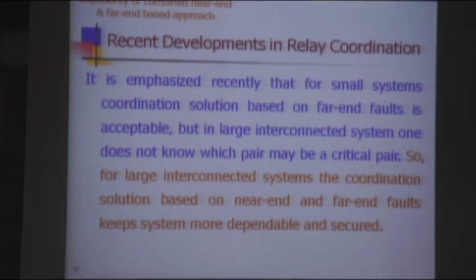Here we are sacrificing some quality of protection by reducing some constraints. So it is emphasized recently that for a small system, a coordination solution based on near end is acceptable, but in a large integrated system one does not know which pair may be a critical pair. So for large integrated systems, the coordination solution based on near and far keeps the system more defendable and secure. So for a critical system, we will have to take into consideration all the constraints corresponding to both sides. But for a normal system where no critical and no major devices and no critical and no major load points are there, we may consider this simplification.